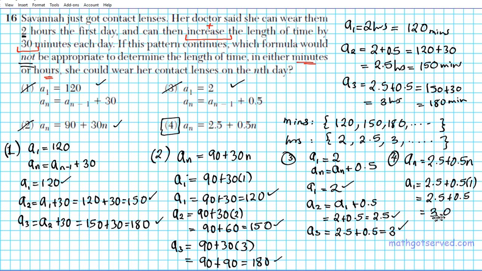Is this the first term in any of these sequences that we have here? Most likely the arrow one. The answer is no. This is wrong. So since this is wrong, the first term is already wrong. That tells us that option 4 will not be appropriate to determine the length of time in hours for the nth day. All right, so the answer to question number 16 is option 4.